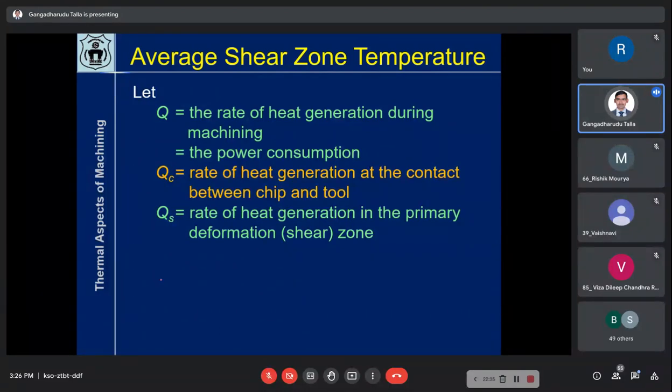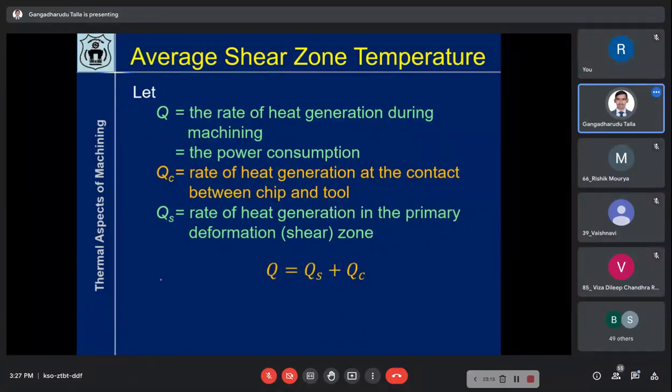Now QC is the rate of heat generation at the contact between chip and tool, the chip-tool interface. Now QS is the rate of heat generation in the primary deformation zone. So in the primary deformation zone, the heat generation rate is QS. Q is the total rate of heat generated during the machining process.